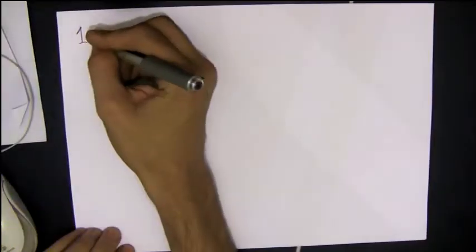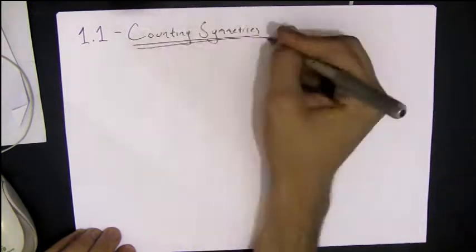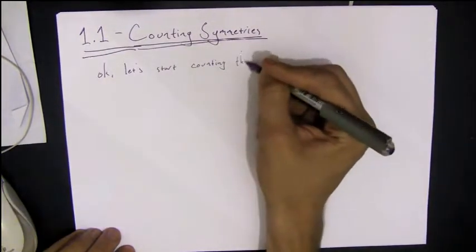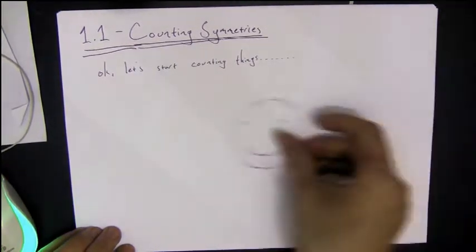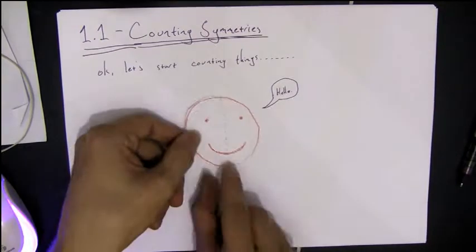So, welcome to section 1.1, where we'll be counting symmetries. See it nicely underlined there. All right, but yeah, let's get counting things. That's how we first encounter things in mathematics, so counting's pretty nice. So here we have a perfectly symmetric face.